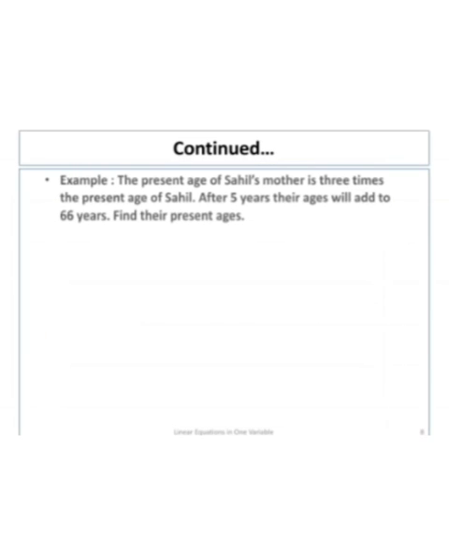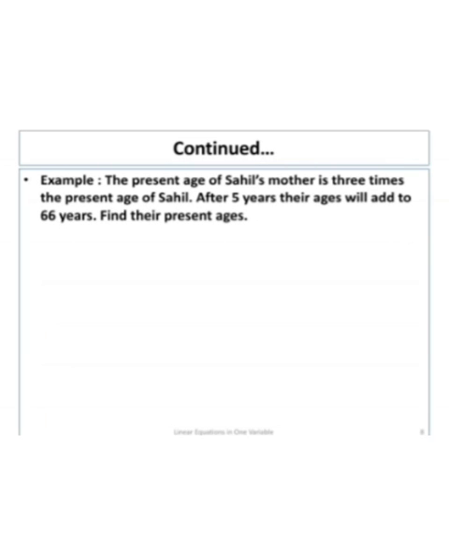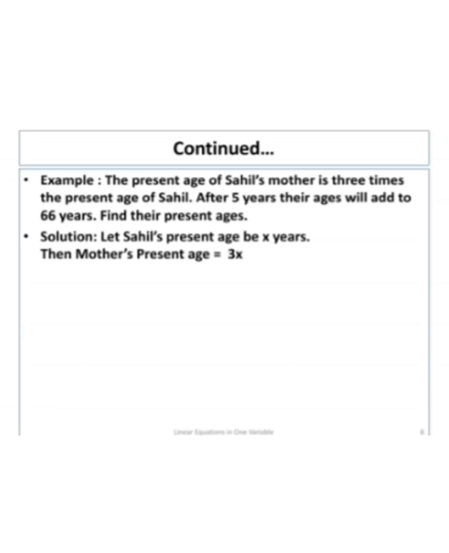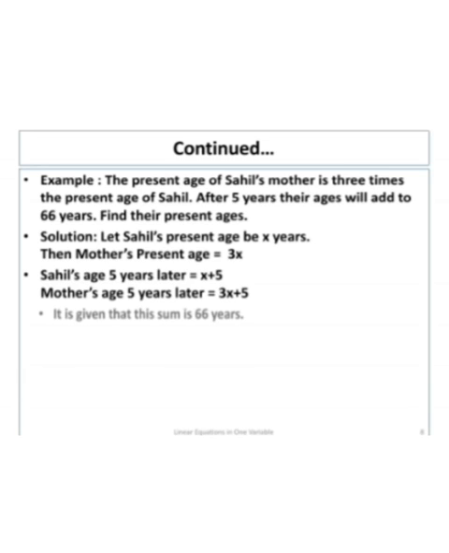Now taking one more example to understand it further, the present age of Sahil's mother is 3 times the present age of Sahil. After 5 years, their ages will add to 66 years. To find their present ages, let Sahil's present age be x years. Then mother's present age would be 3x. Sahil's age 5 years later would be x plus 5, and mother's age 5 years later would be 3x plus 5. It is given that the sum is 66 years.